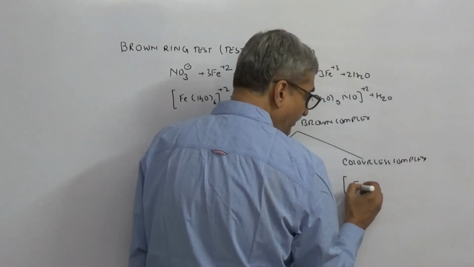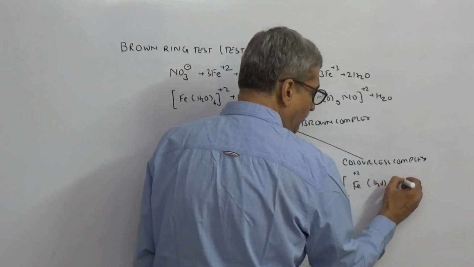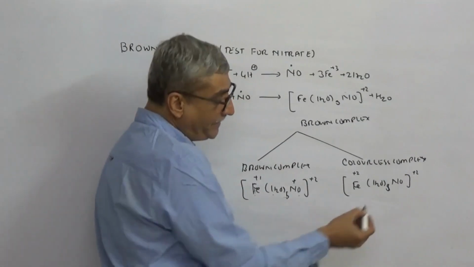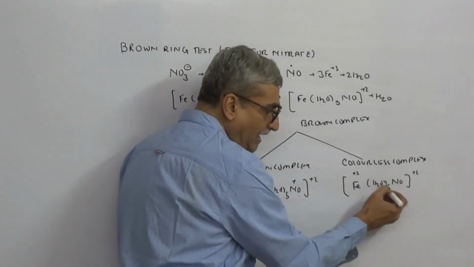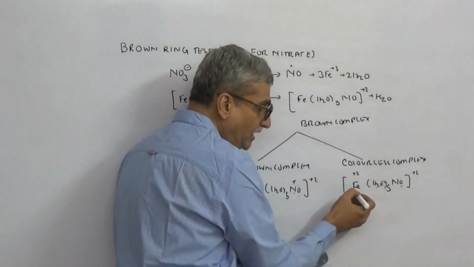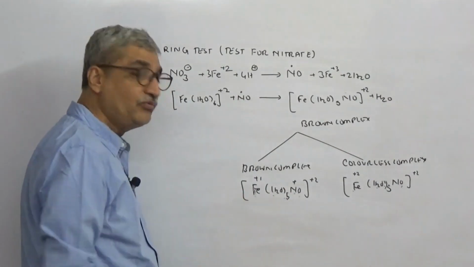Now here Fe will have a charge of +2, [Fe(H2O)5(NO)]2+. So here it will be penta-aquo-nitrito. Here it was nitrosonium, but now it is nitrito Fe, with the oxidation state in parentheses as 2. Here the parenthesis will be 1.